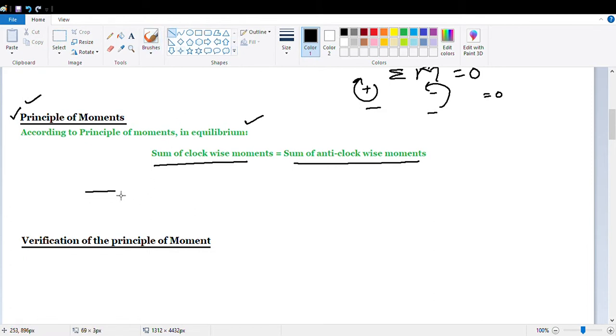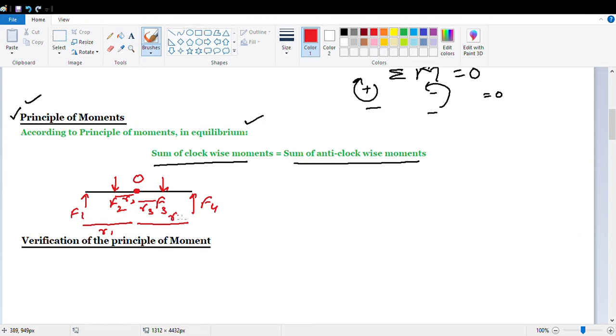Suppose you are given a rod which is pivoted at this point. One force F1 is applied here, another force F2 is applied there, another force F3 is applied there, and another force F4 is applied there. Several forces are acting on this rod. Their distances from the pivot, if you assume it as O: from F1 the distance is R1, from F2 the distance is R2, from F3 the distance is R3, and from F4 the distance is R4.